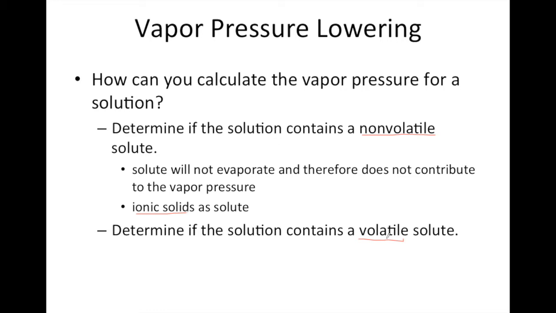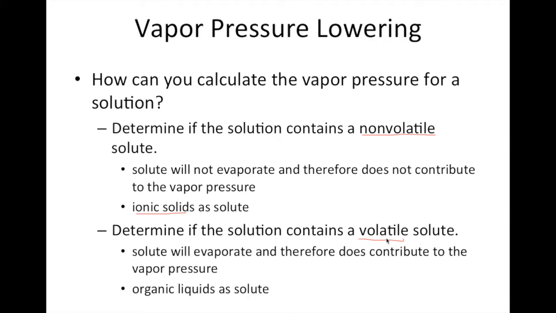Also, we have to know if it is a volatile solute. A volatile solute would be some solute that will evaporate, and therefore it does contribute to the vapor pressure of the solution. So perhaps if we dissolved an organic liquid in water, maybe methanol or ethanol or ammonia, these would be examples of volatile solutes because they do evaporate to some extent and will therefore affect the vapor pressure of our solution. So let's start by looking at how to calculate the vapor pressure if our solute is non-volatile.